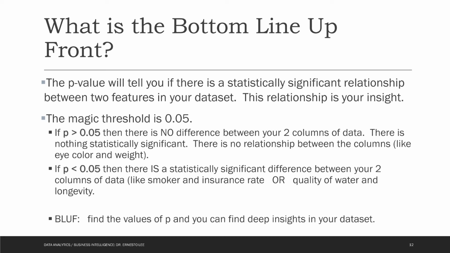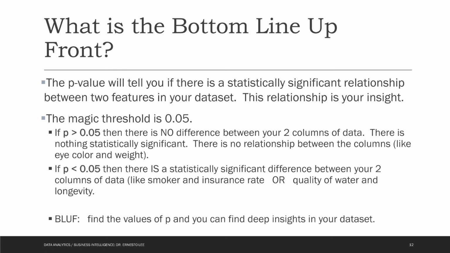If p, however, is less than 5%, then there is a statistically significant difference between your two columns of data. Imagine one column indicating whether you're a smoker and another for insurance rate, or quality of water and longevity. The p-value, if we have it set at 0.05, is saying we would expect to find that same level of detail only 5% of the time if there were no relationship between the columns of data.